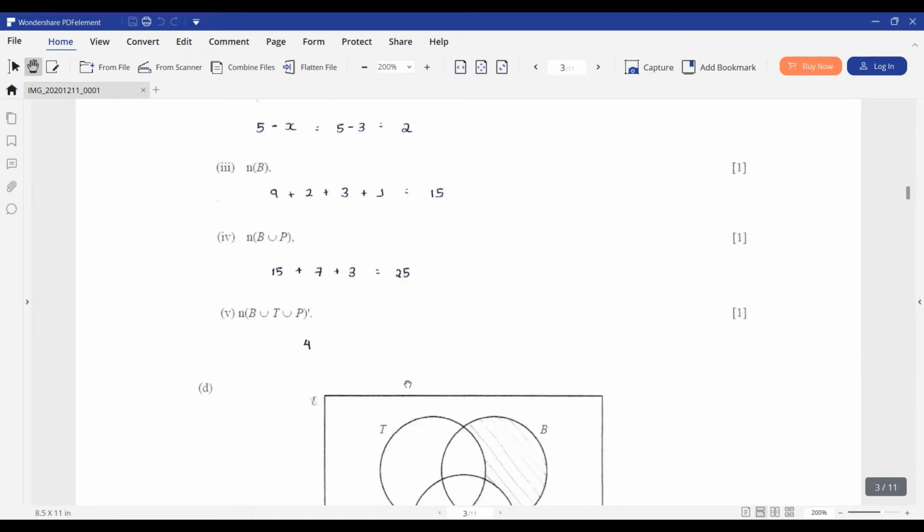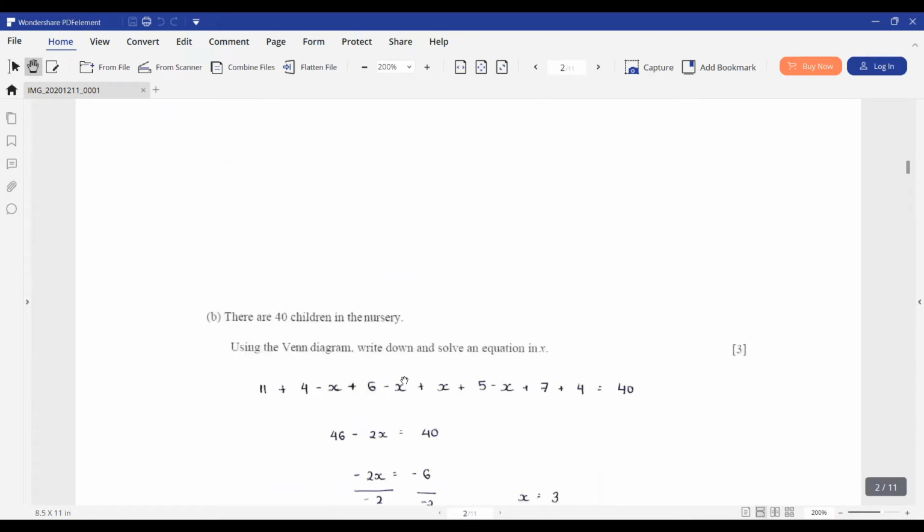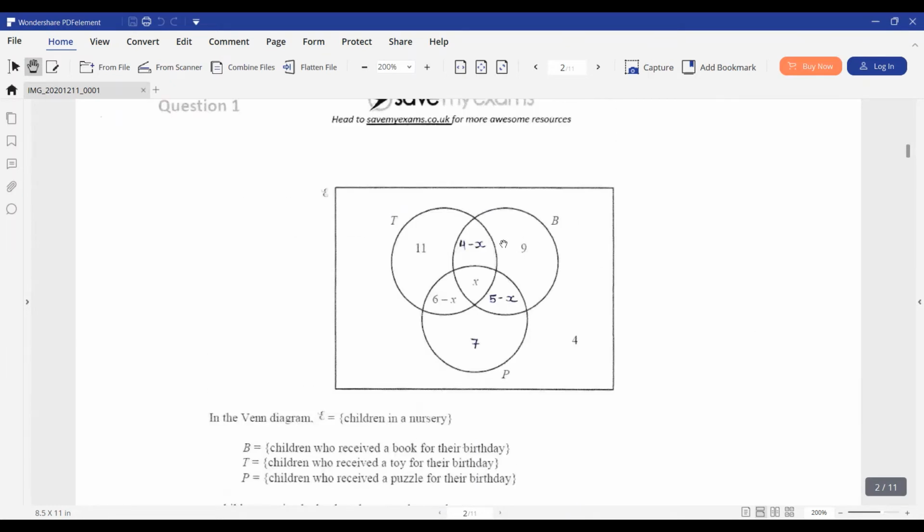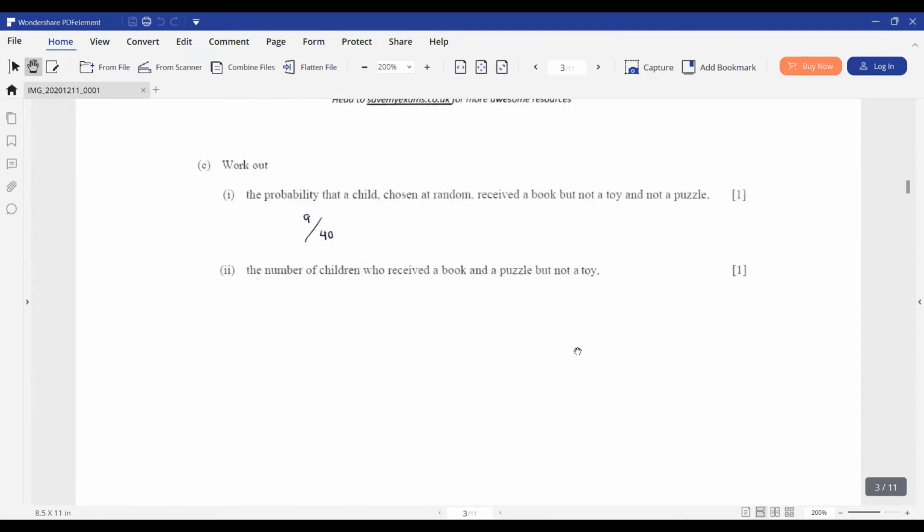Find the number of elements in B union T, union P, complement. So B union T, union P is basically combine these 3 circles, and then the apostrophe stands for complement, which means whatever is outside the circles is what is required. So combining all of this together, the only thing that's not involved is this 4. And so 4 is your answer for that question.